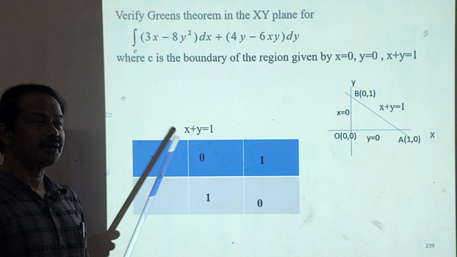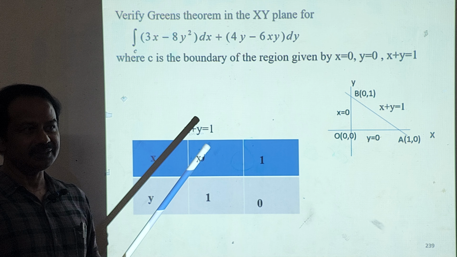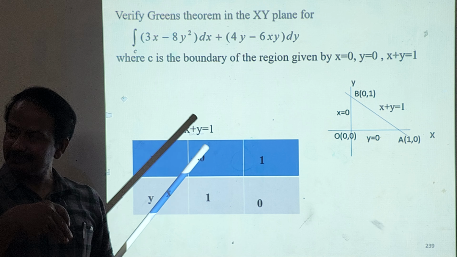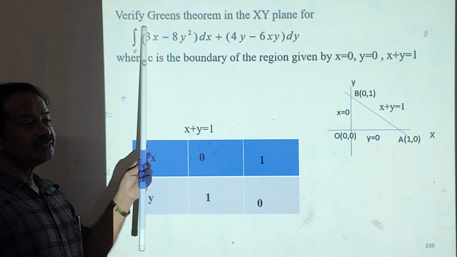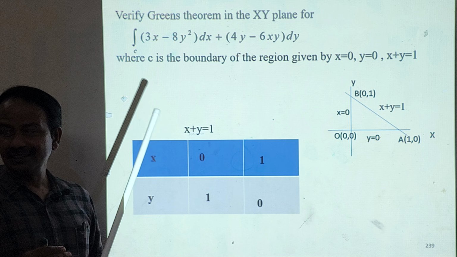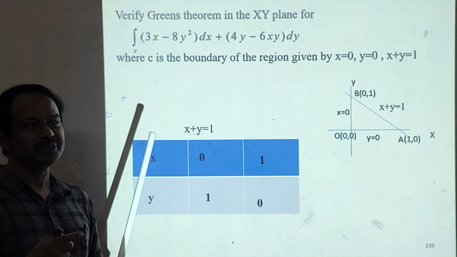In the earlier problem, we evaluated the left hand side, correct? We evaluated the right hand side, which is equal to the left hand side. Now it is asked to verify Green's theorem. So you have to evaluate both the sides, left hand side as well as right hand side. Both the answers should be the same.